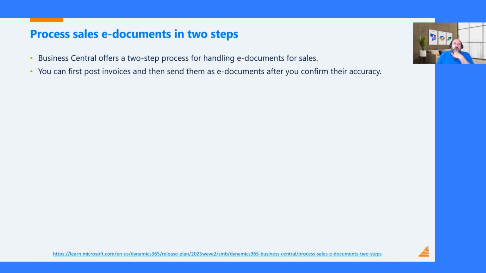Process sales e-documents in 2 steps. Business Central basically provides a 2-step process now for handling e-documents for sales. You can first post the invoice and then send them as an e-document after you confirm their accuracy. So if you want to start using the 2-step process, you have to update the workflow for e-documents.